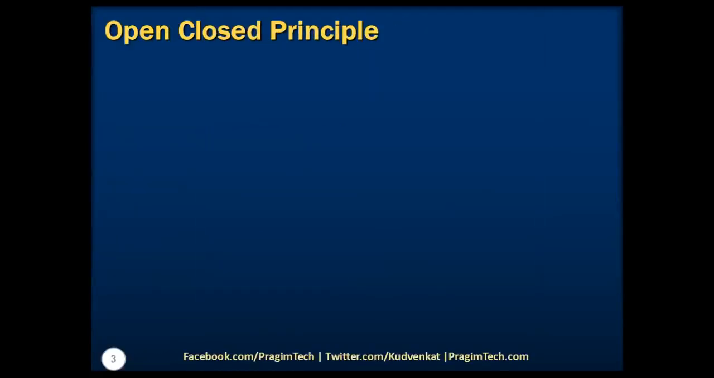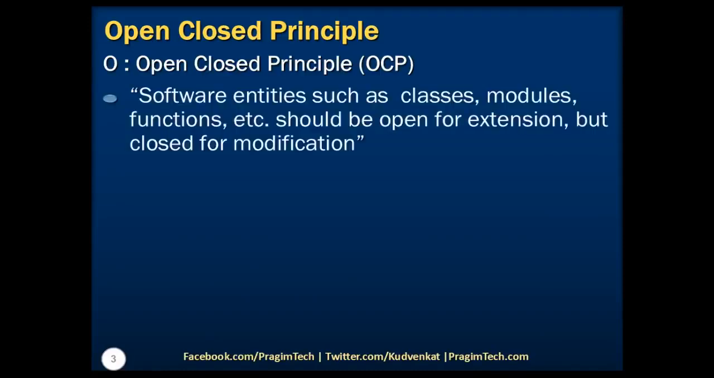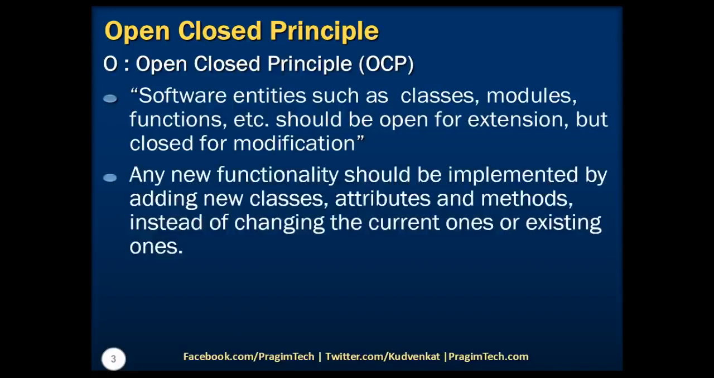In the first session, the SOLID Principles Introduction, we understood that O in SOLID is the acronym for the Open Closed Principle, which is also known as OCP. In object-oriented programming, the Open Closed Principle states that software entities such as classes, modules, functions, etc. should be open for extension but closed for modification, which means any new functionality should be implemented by adding new classes, attributes, and methods instead of changing the current or existing ones.